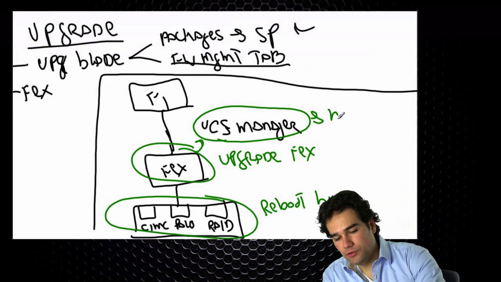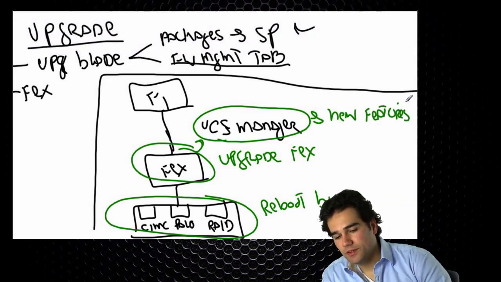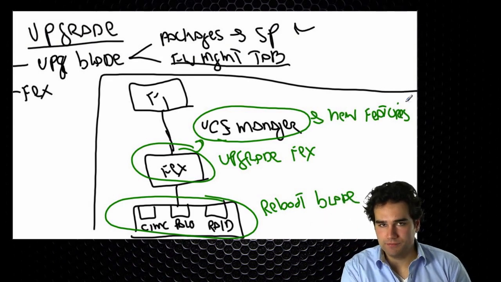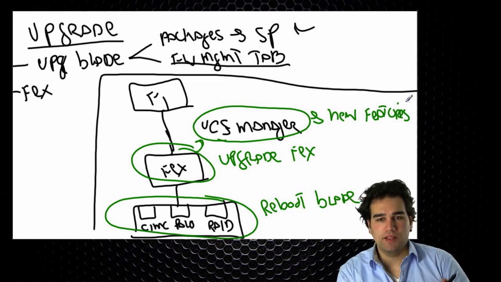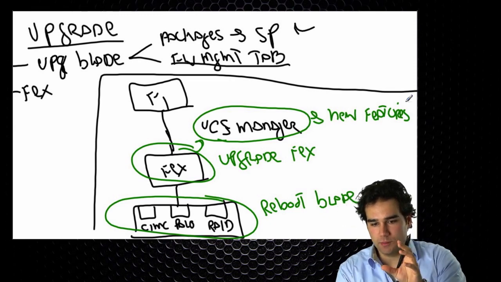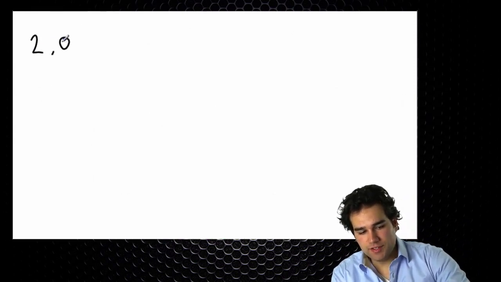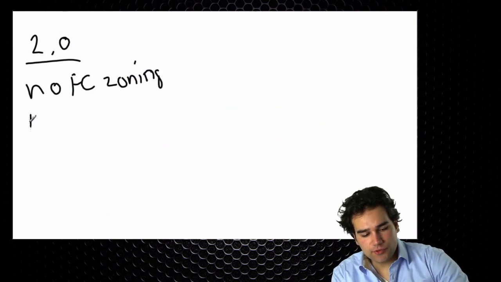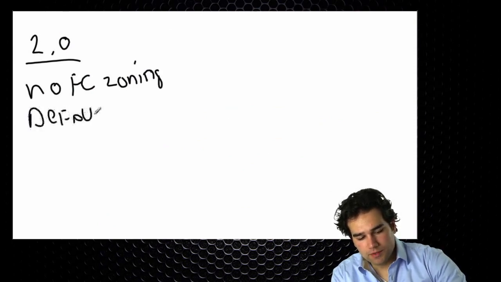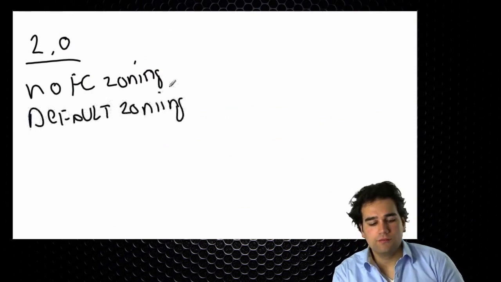This is also the place where new features will become available. So until I upgrade the UCS manager, I will not be able to use new features. Why? Because I do not have the setting. And this is where an important thing between the difference between 2.0 and 2.1 comes into play. So as we talked about, UCS 2.0 does not support fiber channel zoning. Instead, it relies on default zoning. So we give everybody permission to run a zone.